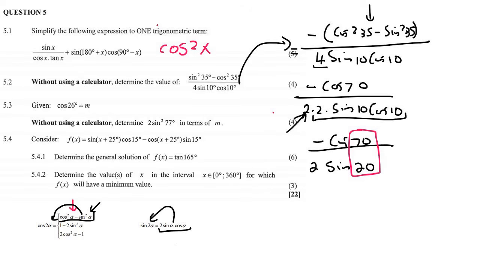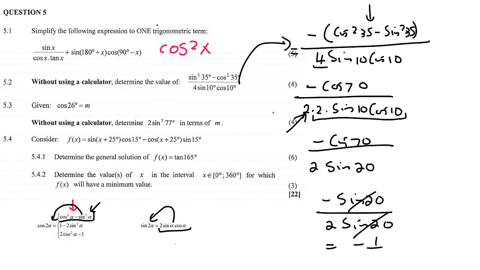So this is a co-function. So you can choose to change the top one into sin 20, or you can change the bottom one into cos 70. Doesn't really matter. I'm just going to change the top one. So it's going to turn into negative sin 20 over 2 sin 20. Those cancel. And so our final answer is negative a half.